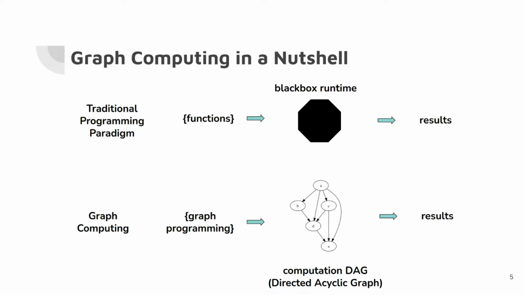This slide shows a very high-level summary of the key difference between the traditional programming paradigm and the graph computing paradigm. In the traditional programming paradigm, we write a lot of code as functions. Basically, if you look at any programming language, it eventually comes down to a collection of functions. These functions can be compiled into binary code, then they will be executed by a runtime. The runtime can be a single process or multiple processes running on cloud. It doesn't matter.